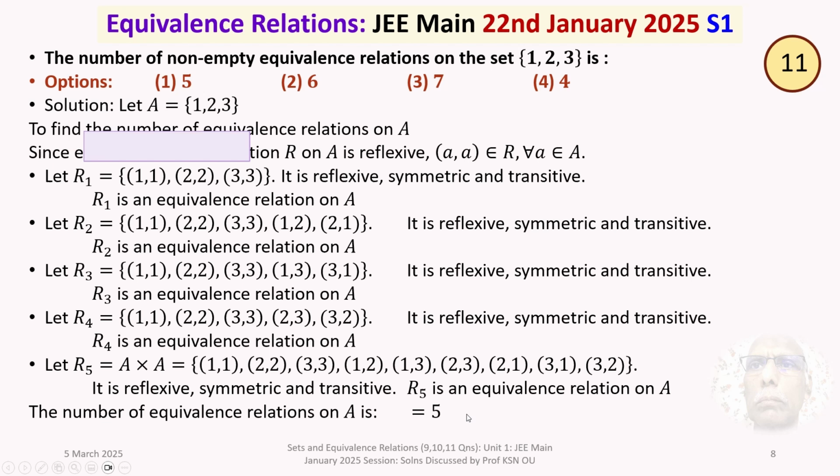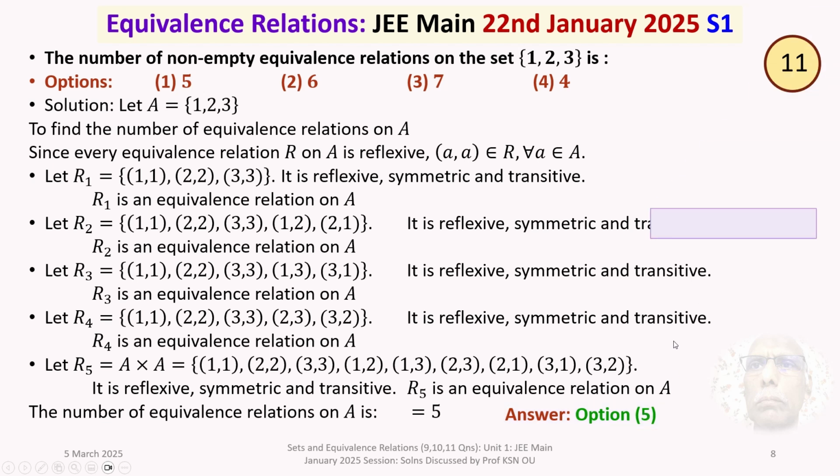So the answer to this question is option 1. It's not option 5. Option 5 is not anywhere there. The answer is 5, and the option is option 1. In option 1, we have 5. The 5 we have written by mistake. Right. That is the detailed discussion of the solution of this problem.